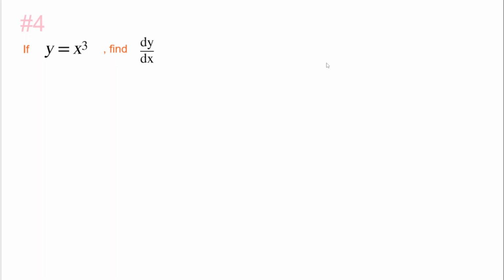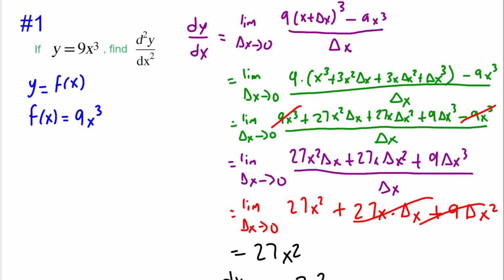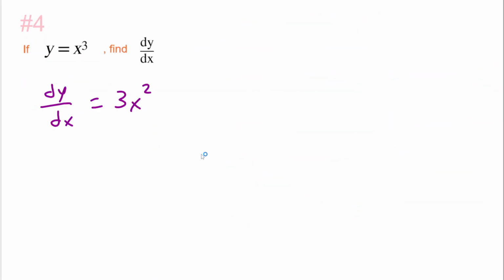Now this is very straightforward, literally exactly like our first problem. So I'm going to leave this to you as an exit ticket. Your answer should be dy/dx equals 3x squared. Really, it's even easier than the first example we did. Hopefully this all makes sense.